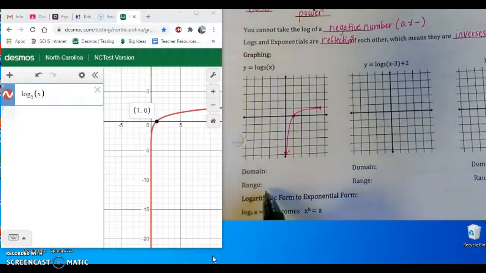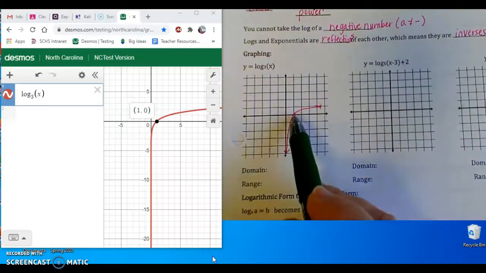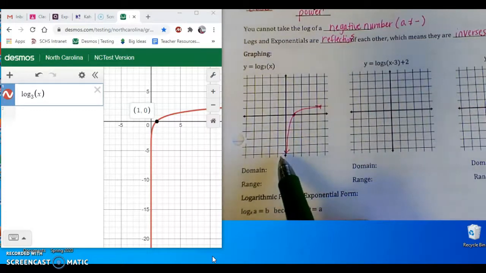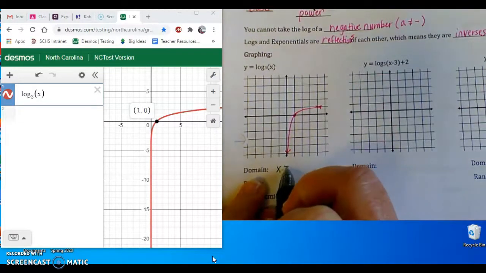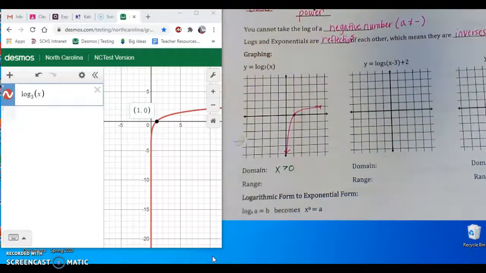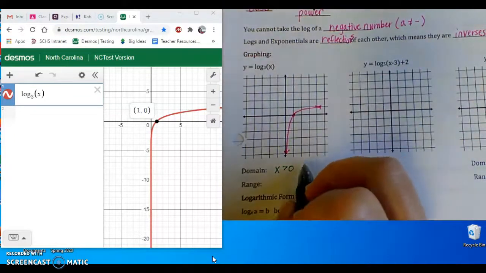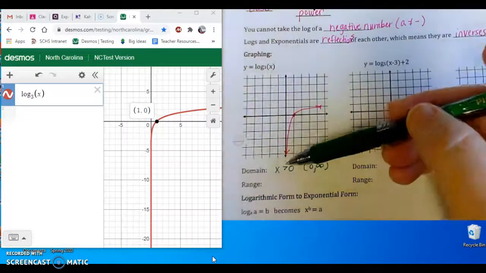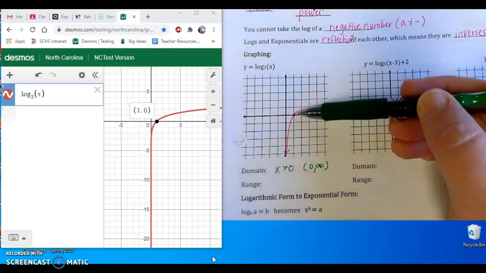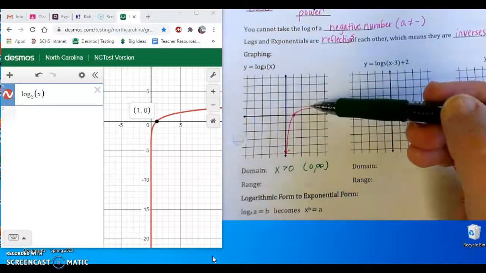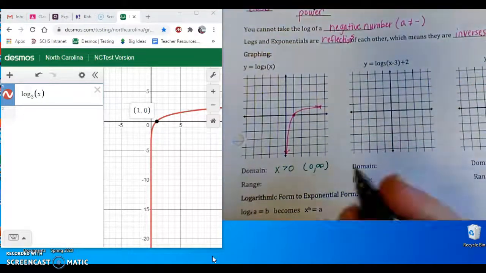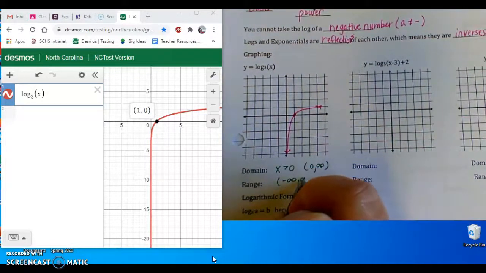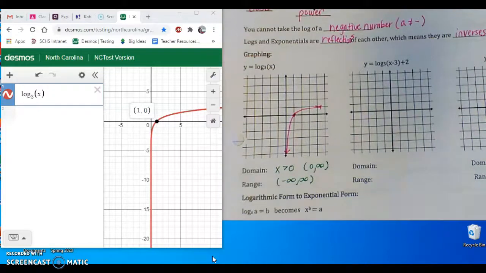Let's just talk about the domain and range here. The domain: because this graph gets really, really close to the y-axis, it doesn't ever touch the y-axis, but it's everything after that. So our domain is x is greater than 0, because it doesn't touch 0, but it's everything greater. Another way to write that is 0 to infinity, because it starts over here at 0, and then it goes to infinity. The range, it goes down forever, and then it goes up. It almost looks like it levels off, but it really doesn't. It just keeps going up forever. So the range is negative infinity to infinity, or you can say all real numbers.